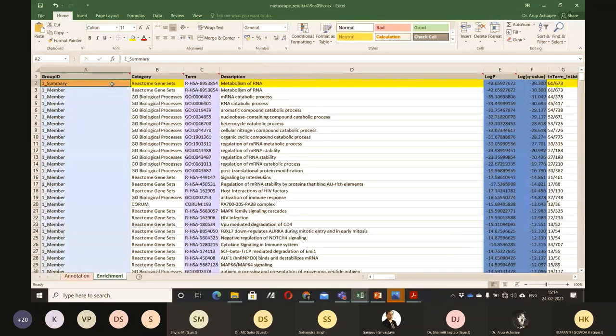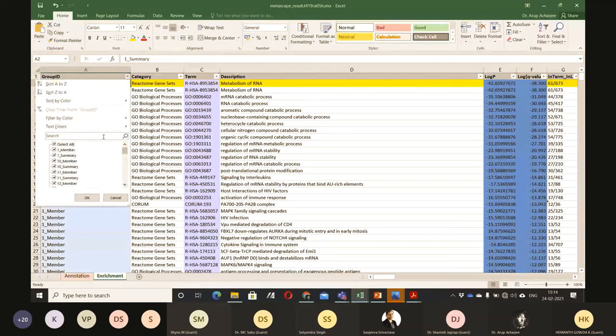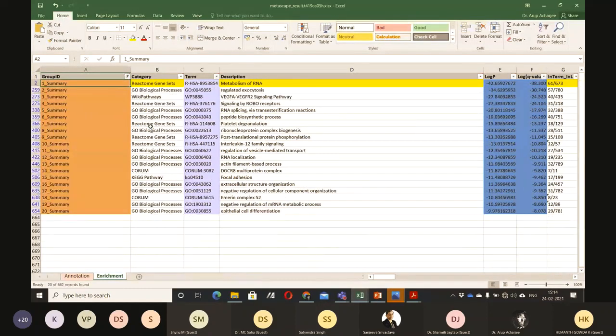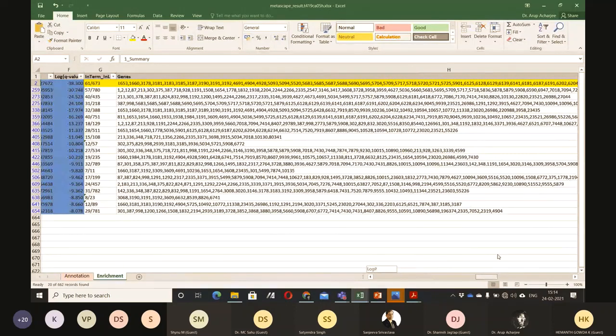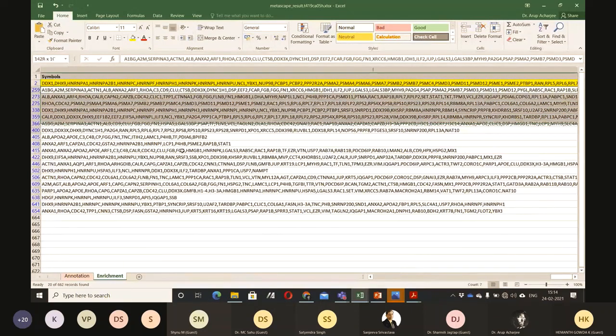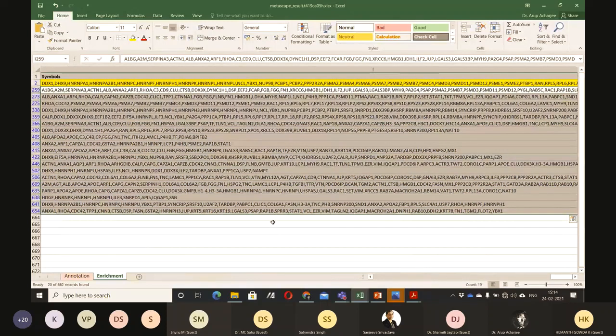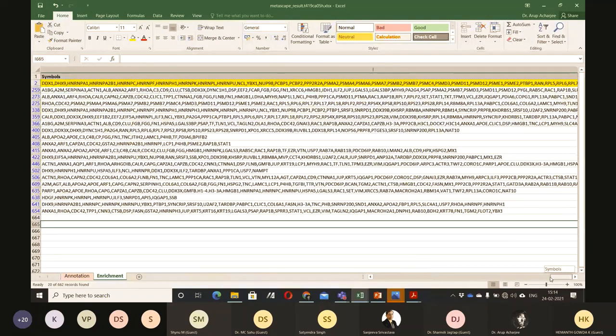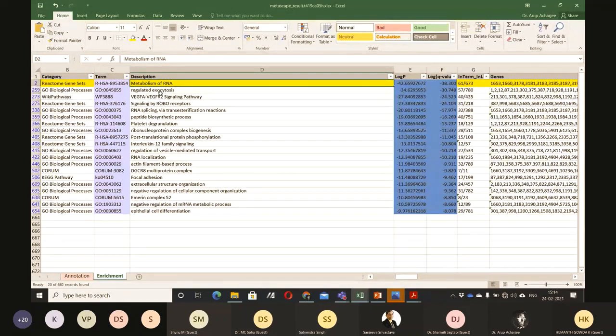So one thing, you can just go to options and filter. These are the summary pathways, and this shows the number of proteins. So these are all the proteins that got mapped. Now, if you want to go into individual pathways, you can. So metabolism of RNA, regulated exocytosis, VEGFR2 signaling pathway, signaling by Robo receptors. All these are pathways that got enriched, and this is from the Excel output.